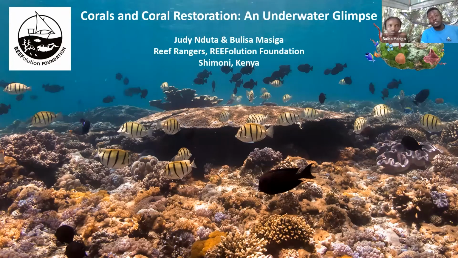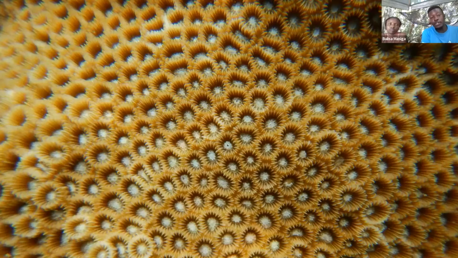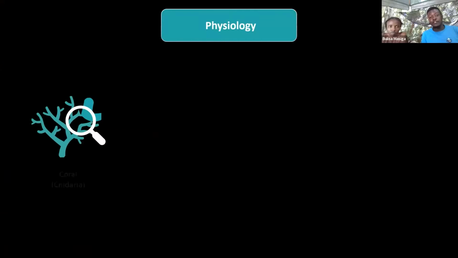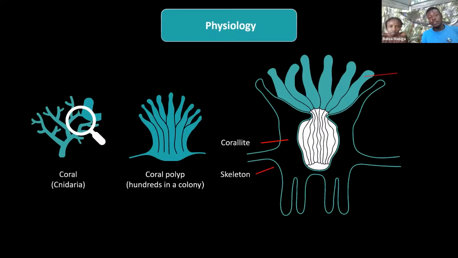We can't talk about corals or coral restoration without first talking about what a coral is, yeah? A coral is closely related to sea anemones and jellyfish. A coral is basically a small soft-bodied animal, and we call that soft-bodied part of the coral the polyp. So we'll look into the physiology of a coral, yeah?